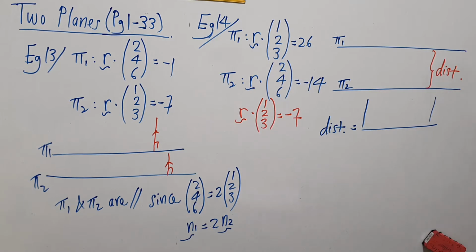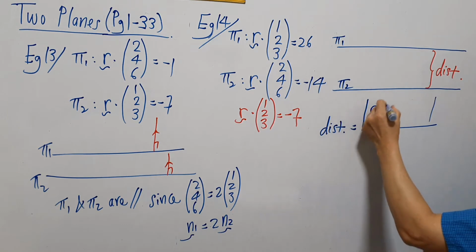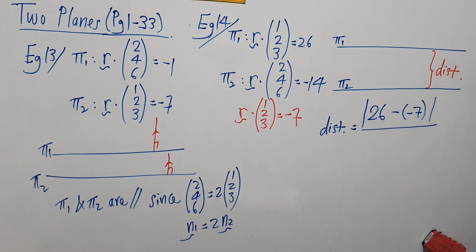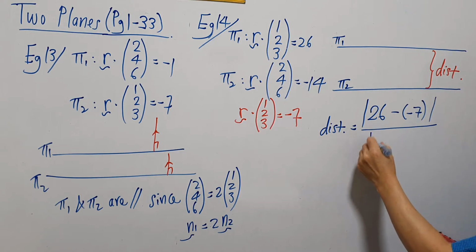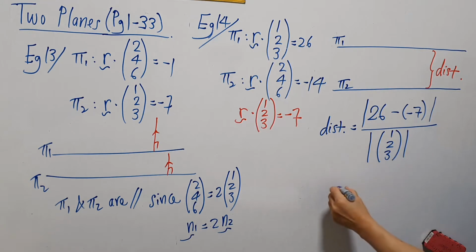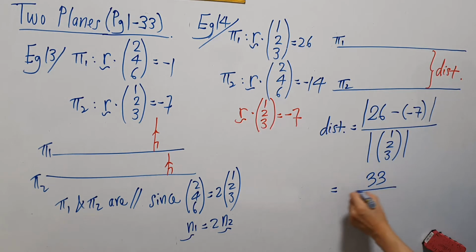So once you have done so, to find the distance between the two planes is just 26 minus the other number on the right. 26 minus this number, you see? And then divided by the magnitude of the normal vector, the normal vector that's common to both of them. So in this case, you will get 33 divided by square root 14. It is that easy to find the distance between two parallel planes.